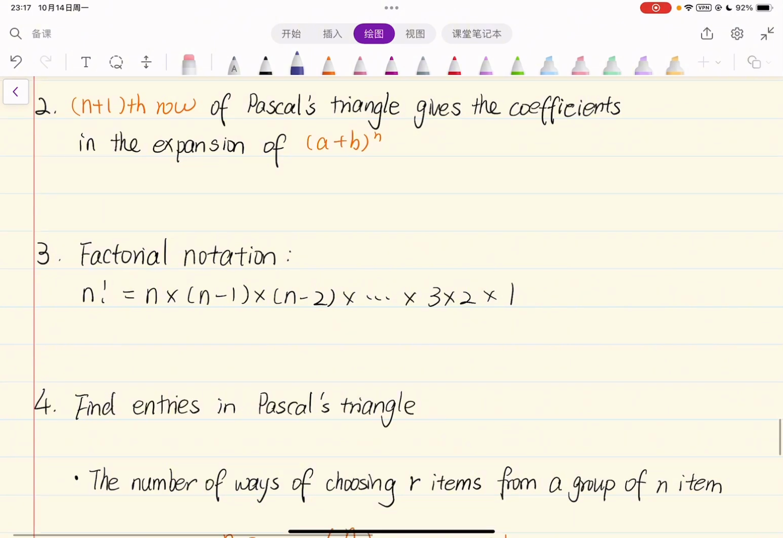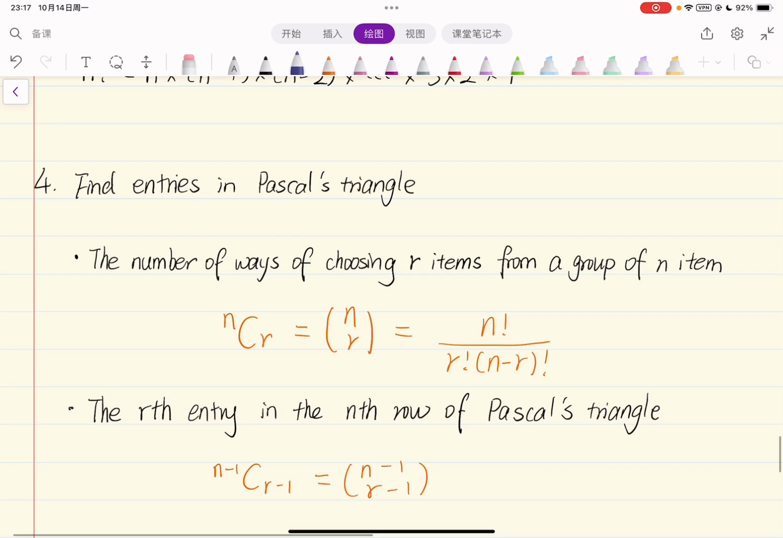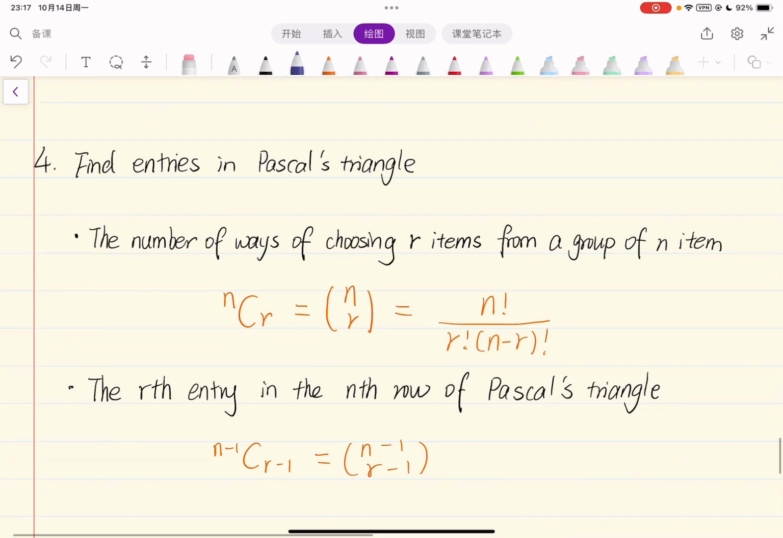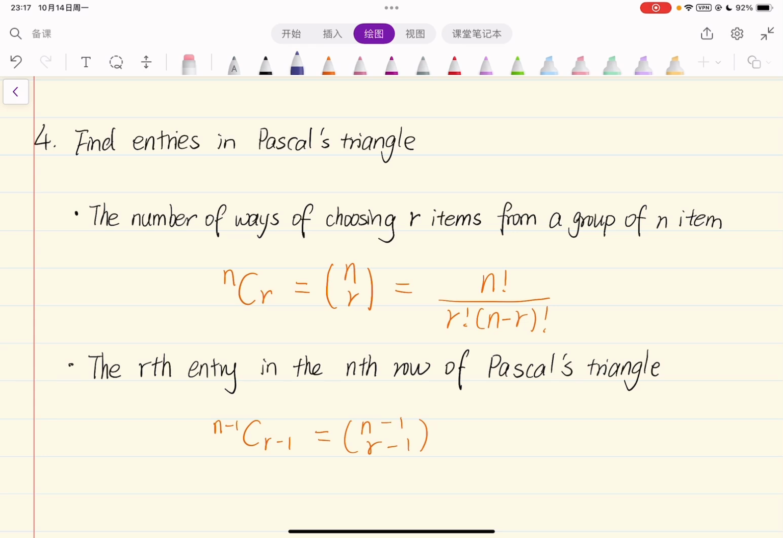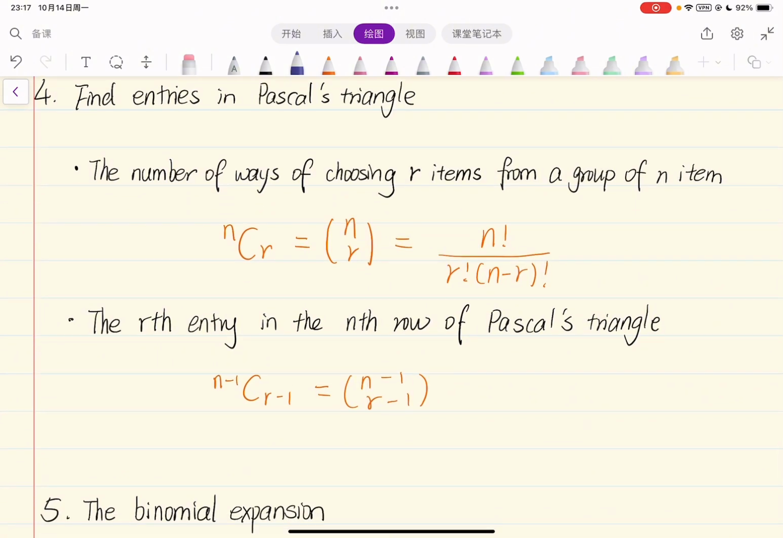And then we can use the factorial notation to find entries in Pascal's triangle. That is the number of ways of choosing r items from a group of n terms. We said n choose r equals n factorial over r factorial times (n − r) factorial. And the r-th entry in the n-th row of Pascal's triangle is (n − 1) choose (r − 1).